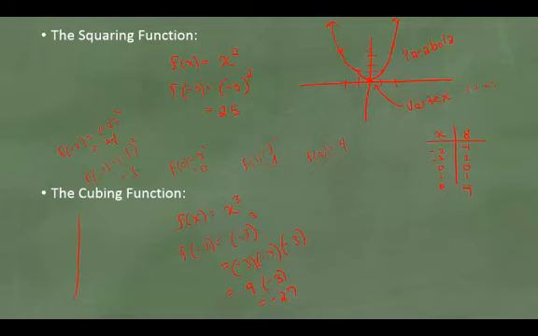etc. You can do your own little x and y table and plug in some points like negative 2, negative 1, 0, positive 1, and positive 2, and see what values come out. Negative 2 cubed would be negative 8. Negative 1 cubed is negative 1. 0 cubed, 0 times 0 times 0 is 0. 1 cubed, 1 times 1 times 1 is 1. 2 cubed, 2 times 2 times 2 is 8.